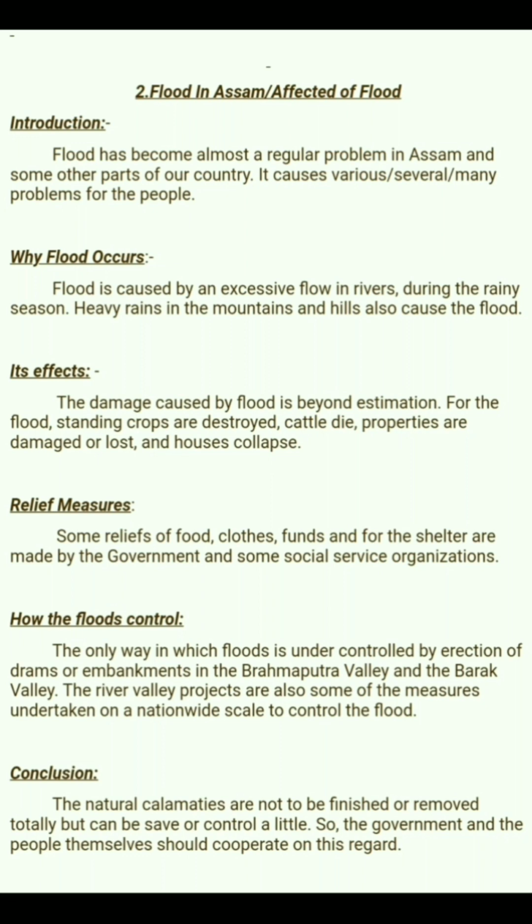How to control the flood? The only way in which flood is under control is by erection of dams or embankments in the Brahmaputra Valley and the Barak Valley. The river valley projects are also some of the measures undertaken on a nationwide scale to control the flood. Conclusion. The natural calamities are not to be finished or removed totally, but can be controlled a little. So the government and the people themselves should cooperate in this regard.